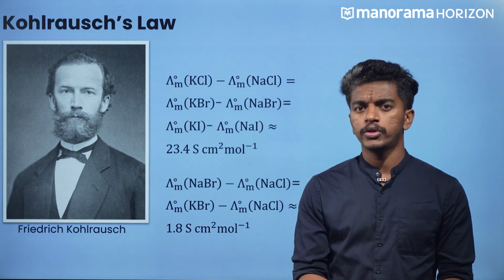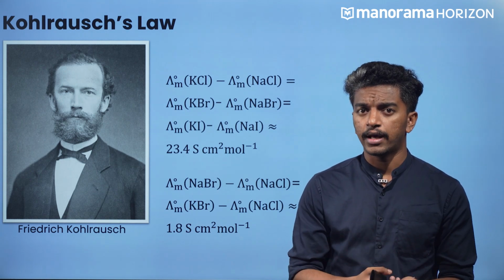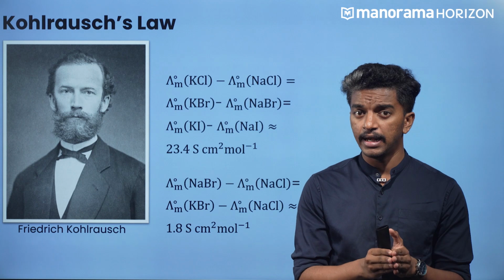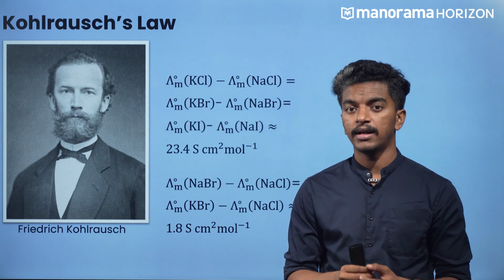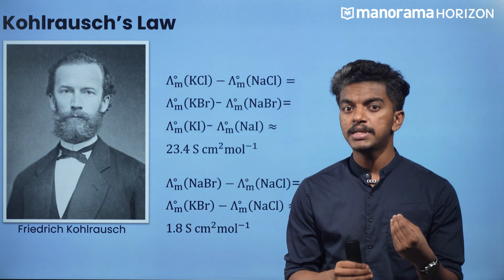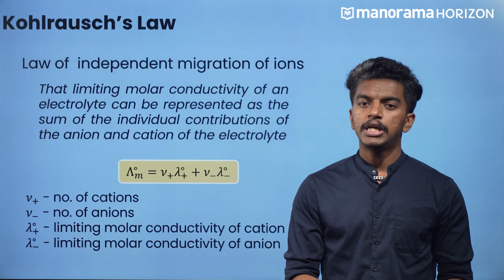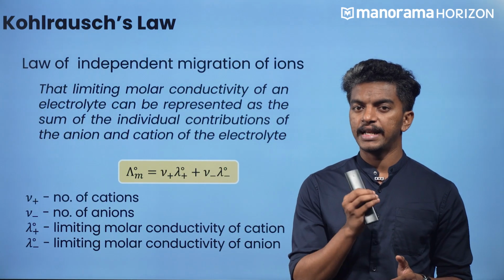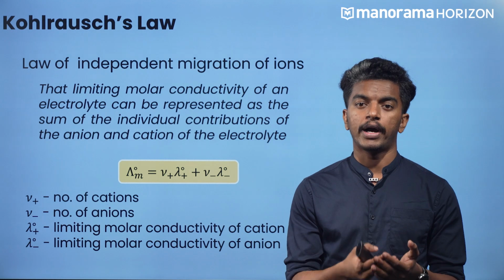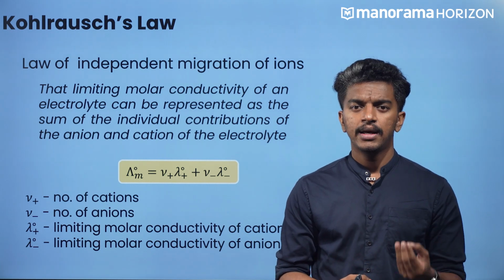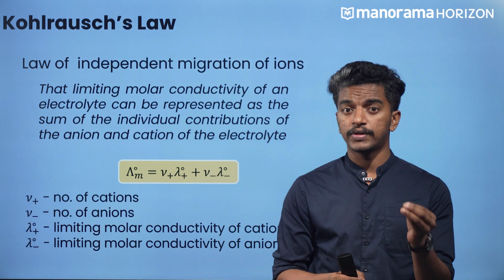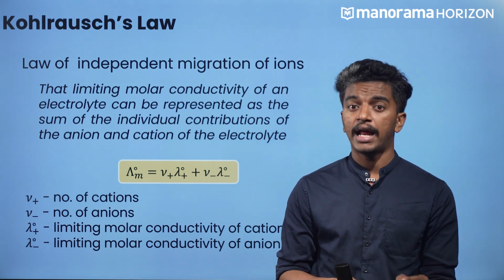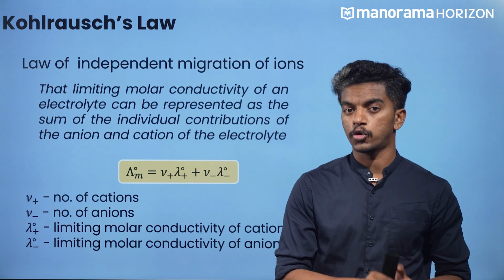He also observed that the Λm0 of NaBr − Λm0 of NaCl is equal to Λm0 KBr − Λm0 KCl, which is equal to 1.8 Siemens centimeter square mole inverse. Based on these findings, Kohlrausch created the law of independent migration of ions. It states that the limiting molar conductivity of an electrolyte can be represented as the sum of the individual contributions of the anion and cation of the electrolyte.